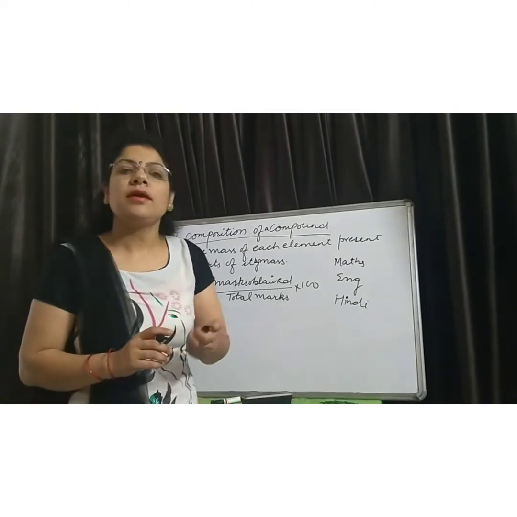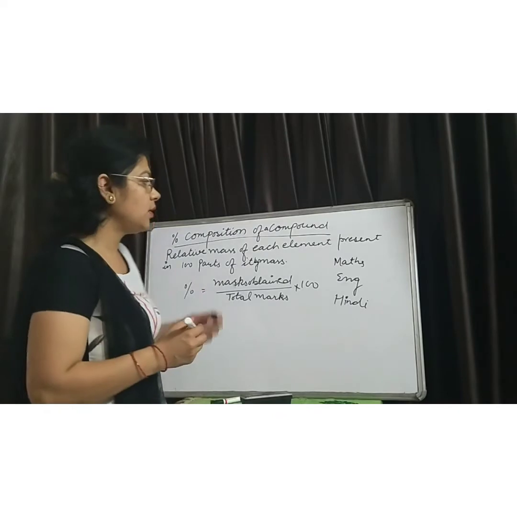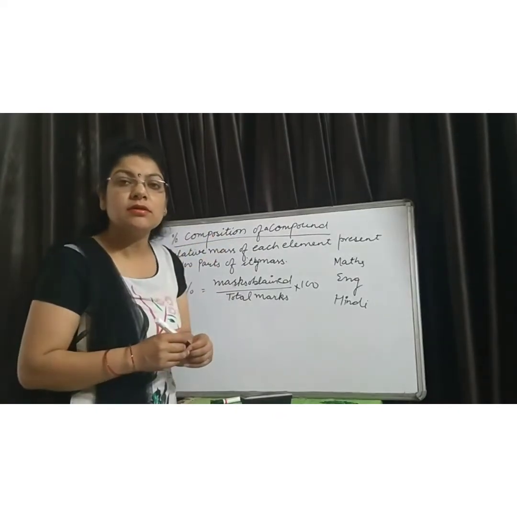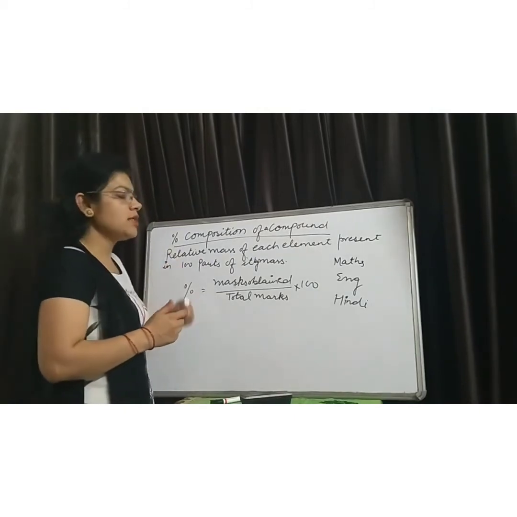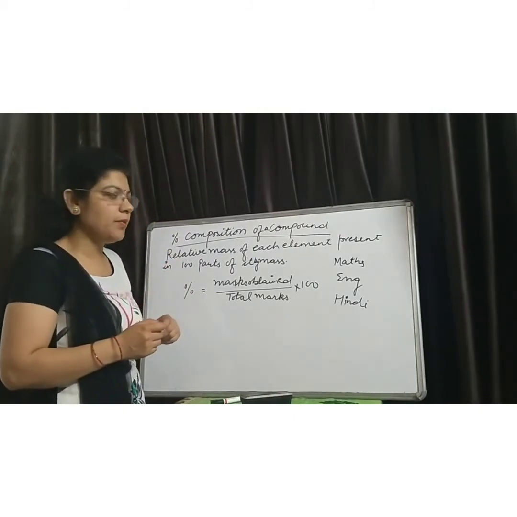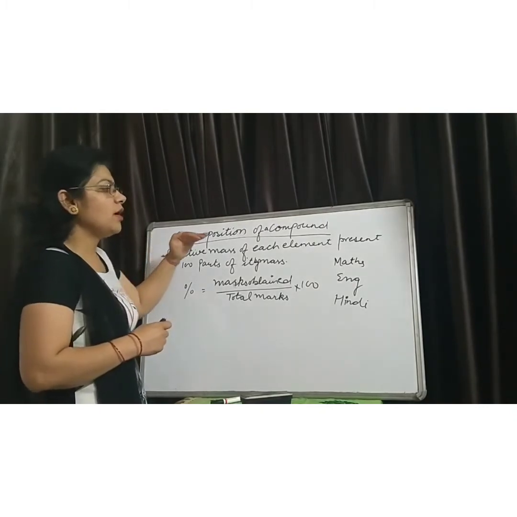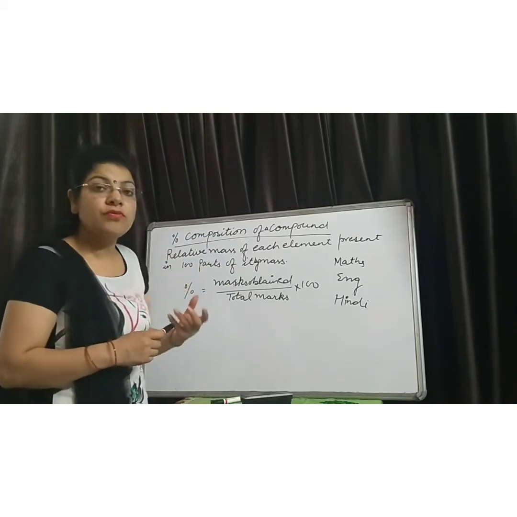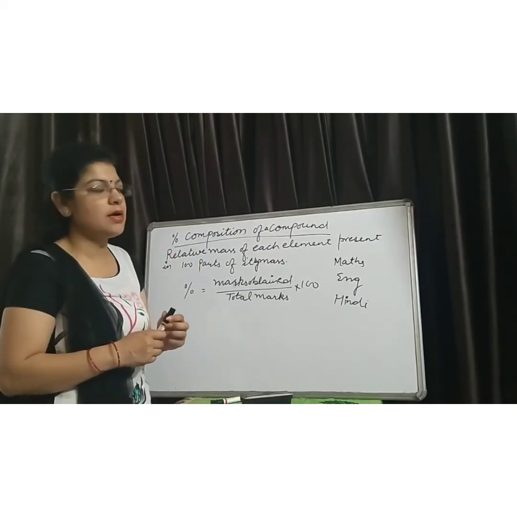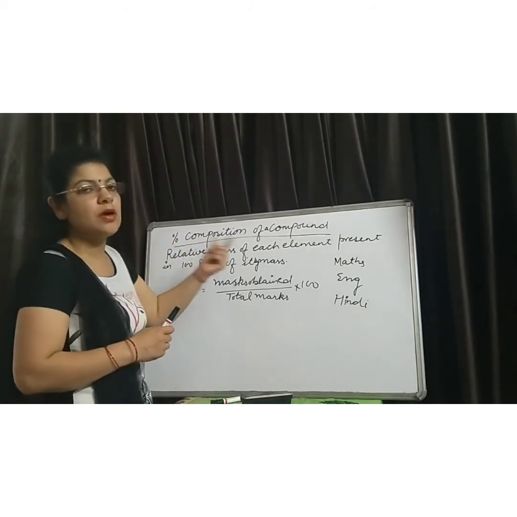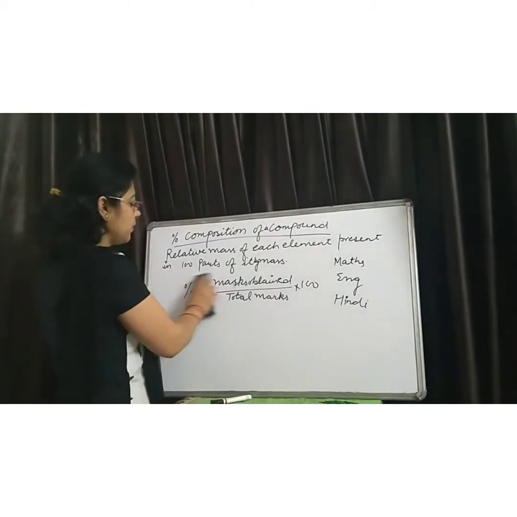Similarly, in chemistry, we can easily calculate the percentage of the different elements present in a single compound. How will we calculate the percentage composition of different elements? The mass of the element which is present in 100 parts of its mass is known as percentage composition of the compound. How will we calculate? Let's take a simple example.